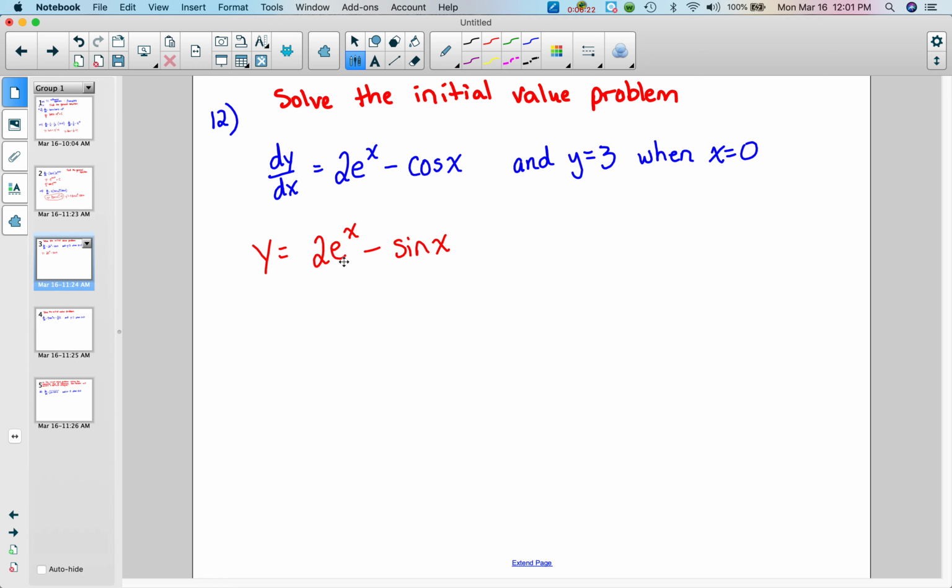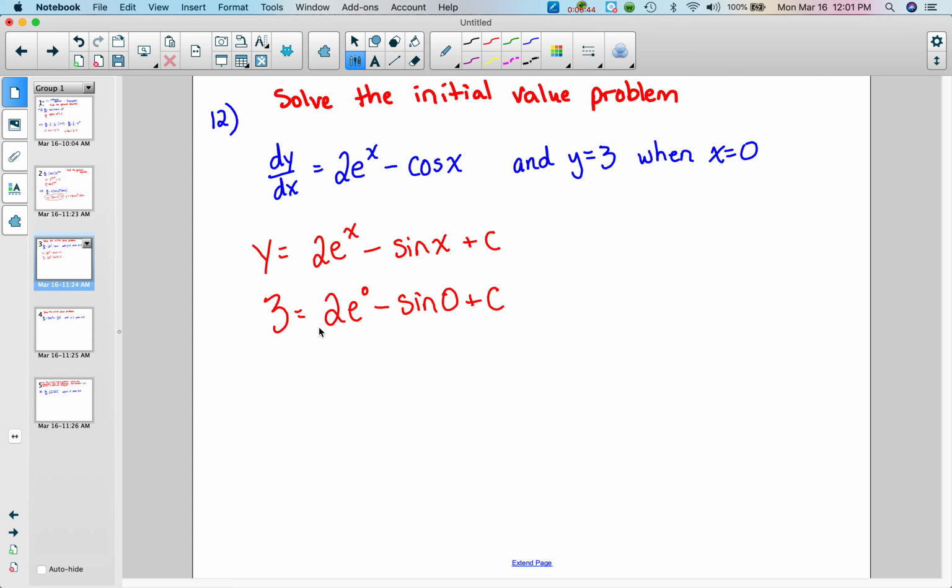Okay, so think about that. And you double check it before you go on. The derivative of 2e to the x is 2e to the x. The derivative of sine x is cosine x, so the sign doesn't need to change or anything. And then I have plus a constant. Now I'm going to input my value. So y is 3 when x is 0.